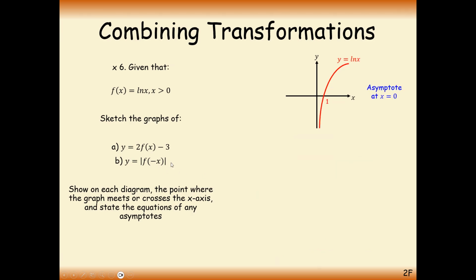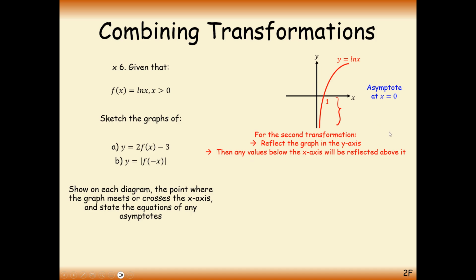Signs are outside of the function. That means the y values will never be negative. The negative part of the graph, that is this part here, will reflect up in the x-axis. But at the same time, we have a negative sign in front of the x. That means the x values will flip sides. So reflection in the y-axis is because of the negative sign inside of the function.